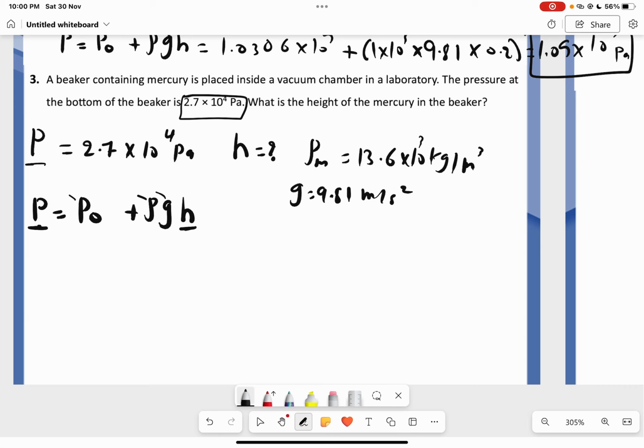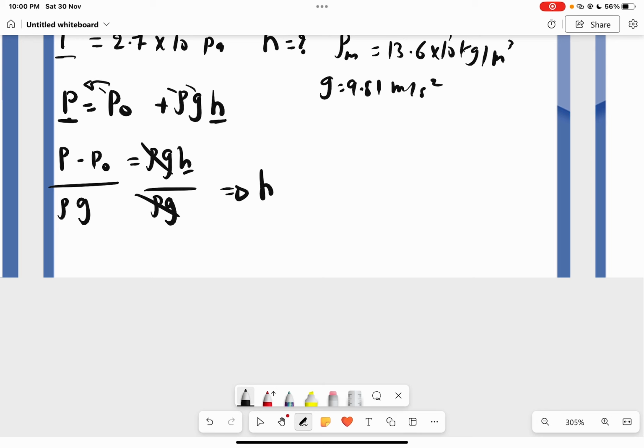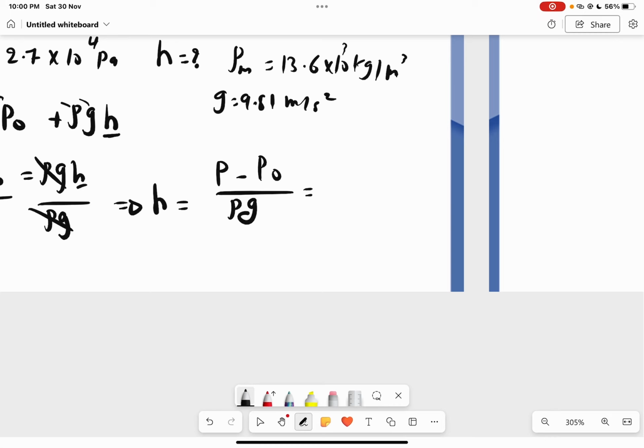Let's rearrange the equation. P minus P naught is equal to rho gh. You need h alone, so divide this by rho g, and the other side too. So rho g cancels with rho g. The equation will be rearranged like this: h, which is the height of the mercury, is equal to P minus P naught divided by rho g.